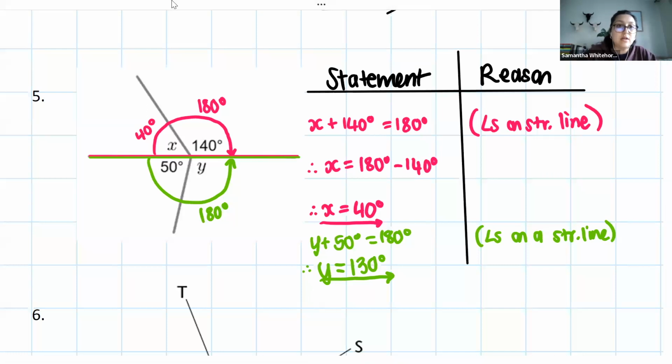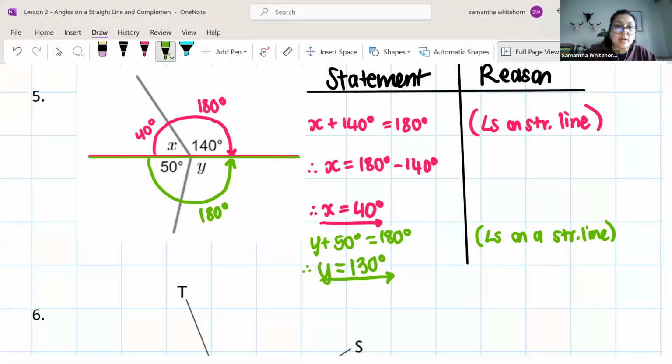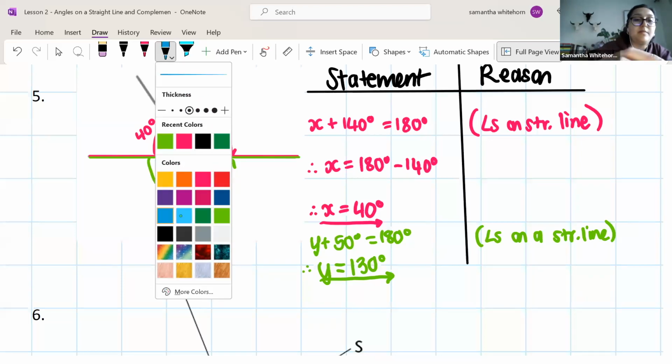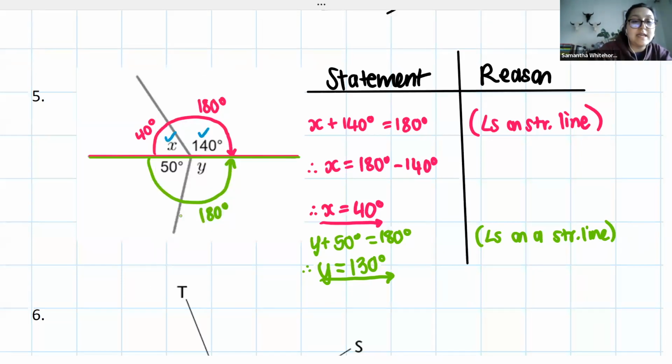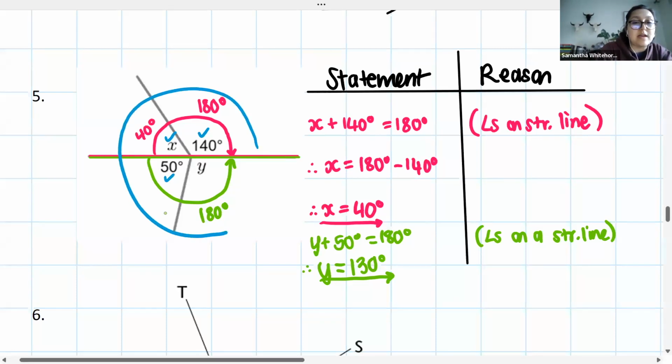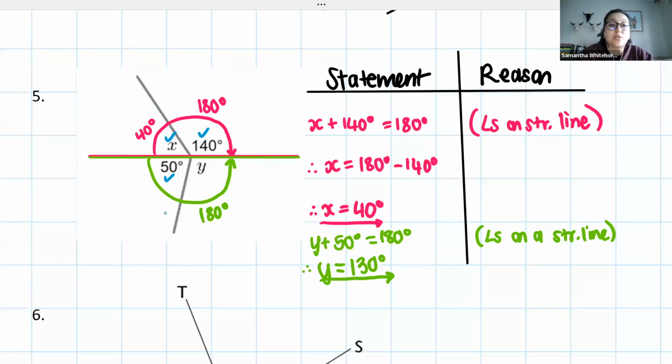Okay, so again, either you can use angles on a straight line, or because you know 140, X is 40 and 50, you could say that all of those angles together must give you 360 degrees. Those are the two ways you could answer the question. It doesn't matter which way you choose to do it. Both are correct.